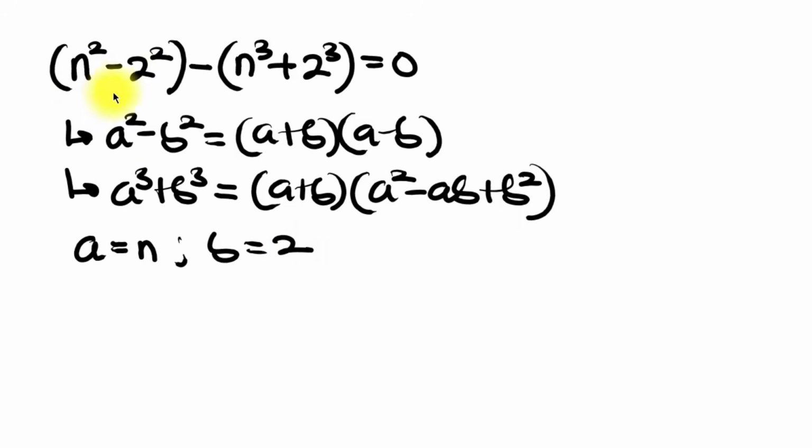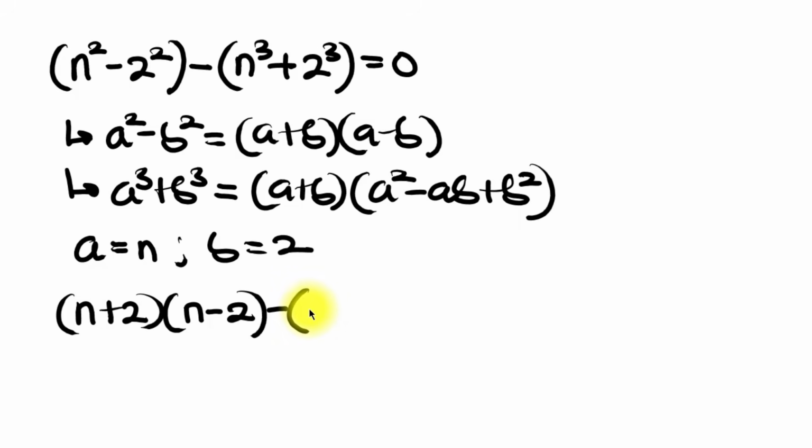Cool. Now, let's write this in the form of its identity. a plus b times a minus b, so that will be n plus 2 times n minus 2. Good, that's for the difference of two squares. Minus, now we have the sum of two cubes. We have a plus b, and a plus b means n plus 2. And then times this expression, a squared, that will be n squared, minus a times b, which is n times 2, that will be 2n.